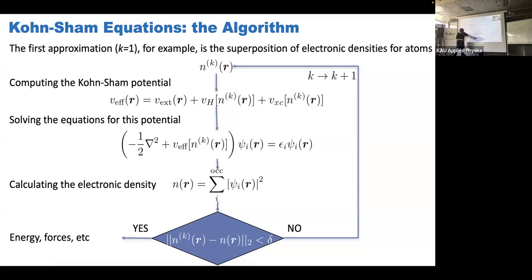If it is satisfied, meaning the difference between this electronic density and the previous electronic density is lower than some threshold. Usually we use 10⁻⁸ for energy, not for electronic density, but for energy. For phonons, we used 10⁻12 or even 14. If it is satisfied, then we can calculate a lot of things. If not, we go on another circle. This thing was awarded the Nobel Prize to Walter Kohn.